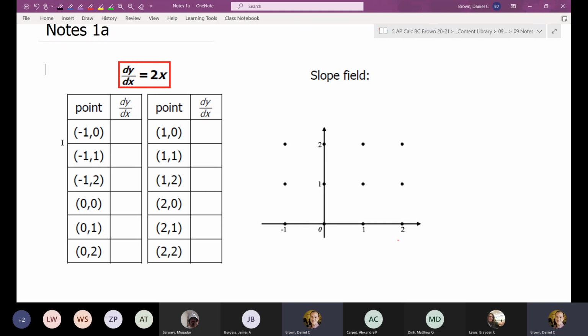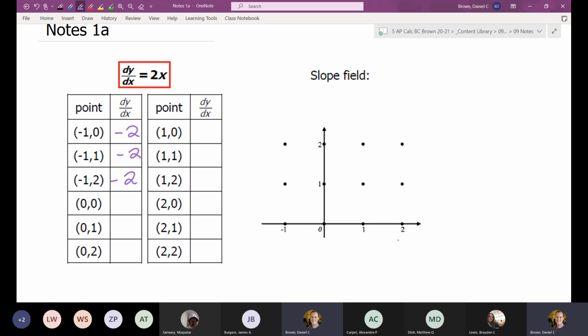Some differential equations will just be in terms of x, like this one, 2x. Sometimes they might just be in terms of y. Sometimes they might rely on both the x and the y coordinate. This one is just in terms of x. So plugging things in, 2 times -1 is -2. Basically all those that have an x coordinate of -1 have a slope of -2.